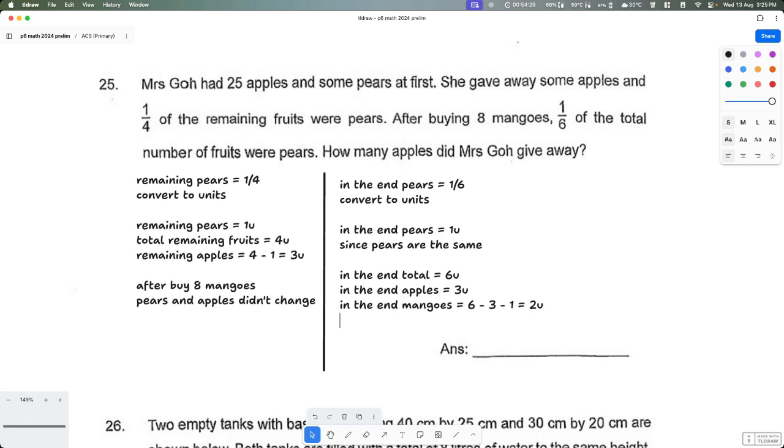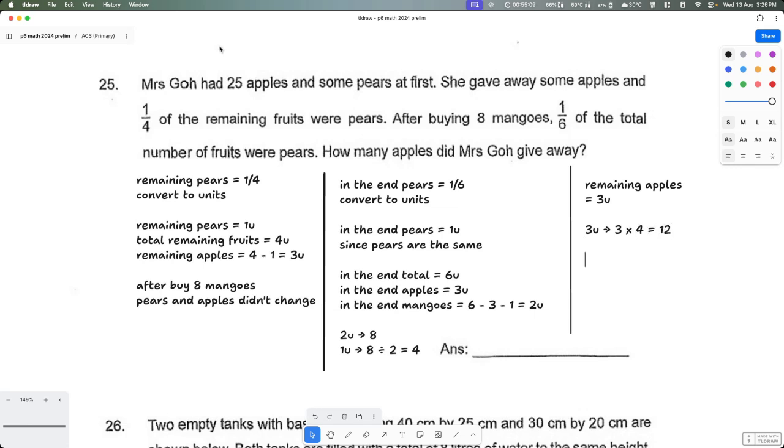So that means 2 units is equal to 8 mangoes. So 1 unit is equal to 8 divided by 2, which is equal to 4. Now we know this. The next part is the remaining apples, which is equal to 3 units. So 3 units is equal to 3 times 4, equal to 12.